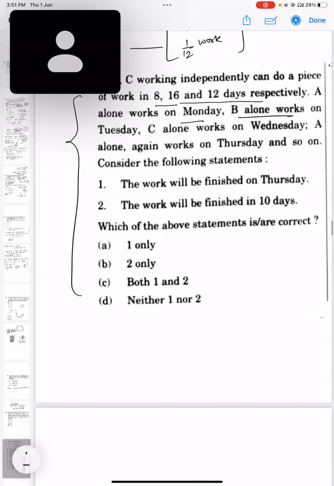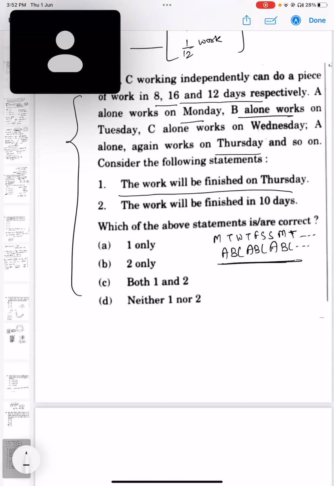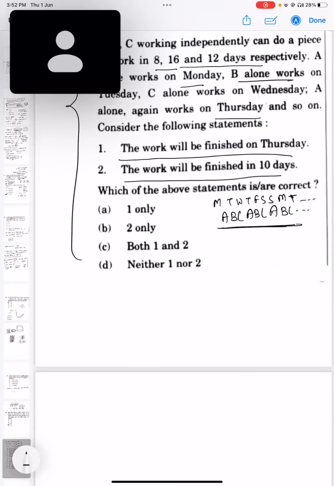So they are working A, B, C, A, B, C, A, B, C, and so on. So Monday, Tuesday, Wednesday, Thursday, Friday, Saturday, Sunday, Monday, Tuesday, like this. Fine. A alone again works on Thursday, and so on. This thing goes on. Now it is saying the work will be finished on Thursday. The work will be finished in 10 days. Right? So see, on the first day, A has done 1 upon 8 of the work.